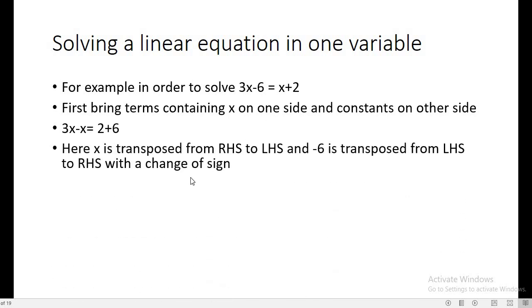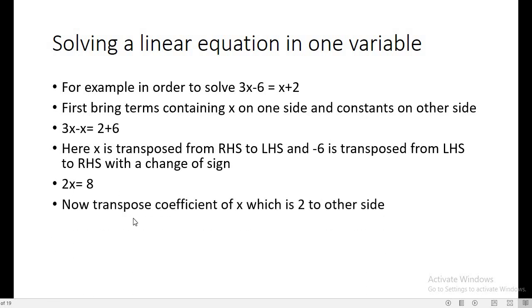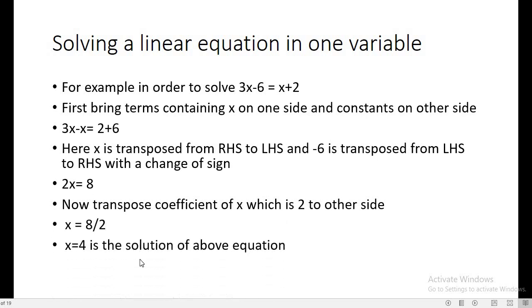So we have to solve the terms. Now 3x minus x gives you 2x, and 6 plus 2 gives you 8. Now you have to transfer this 2 to the other side, and here 2 is multiplied by x. When transferred to the other side, it will be changed to division. So 8 divided by 2 gives you 4. As you can see, x is equal to 4 is a solution.